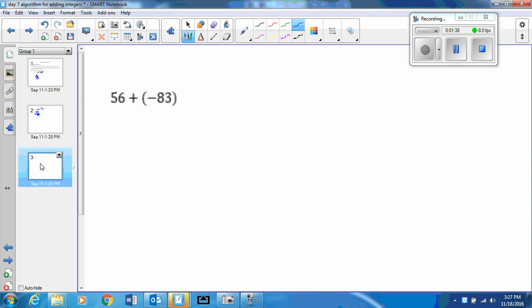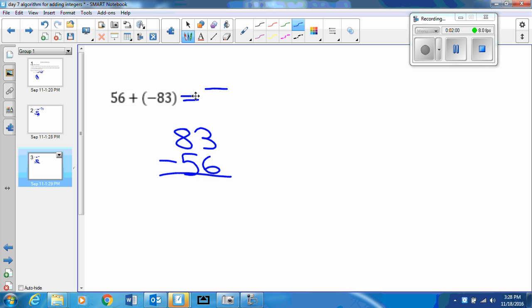56 plus negative 83. These again have different signs. So when I compare the absolute values, in this case, the absolute value of negative 83 is bigger than the absolute value of 56. So I'm going to keep the negative sign this time. Then below it, I have to subtract the absolute values.